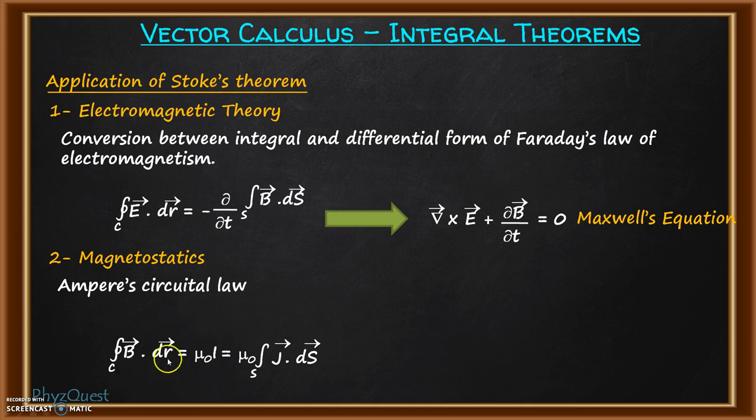Now this line integral of the magnetic field we can write as the surface integral of the curl of the magnetic field. So this will be del cross B ds. If we compare this and this term, we can write down the differential form of this law as well, which is del cross B equal to mu 0 j, which is another Maxwell's equation. So these are two of the applications of Stokes theorem.